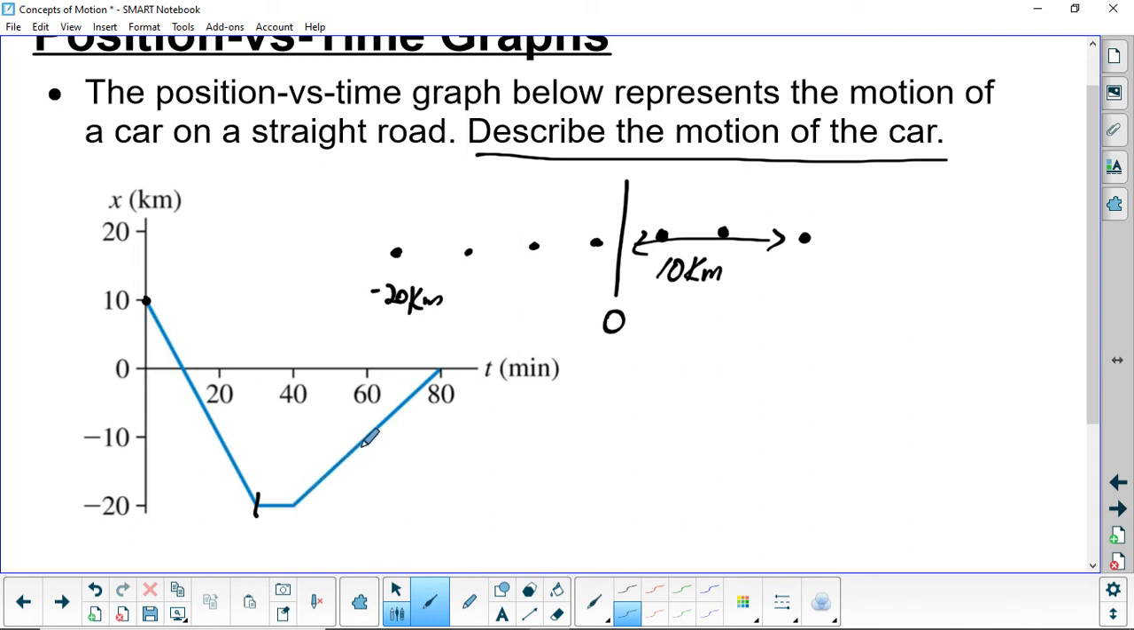Then the car starts traveling back towards the origin, and it stops at the origin. This is not a distance of 80. This is a time at 80 minutes we've gotten back to the origin. So the car would turn around, and you could look at your angles here. It looks to me like our traveling back towards the origin might be a less steep line, and that means I might have my dots a little bit closer together on my way back towards the origin because we're traveling a little bit slower, and we stop at the origin. Okay, that's our motion of the car.